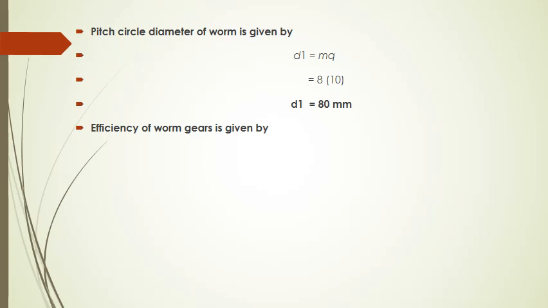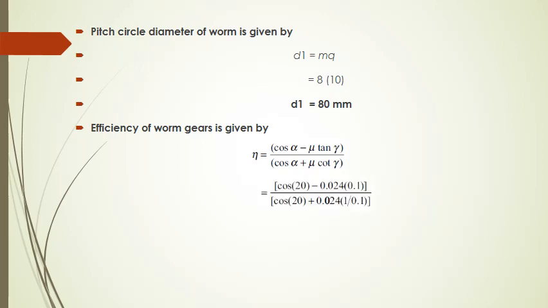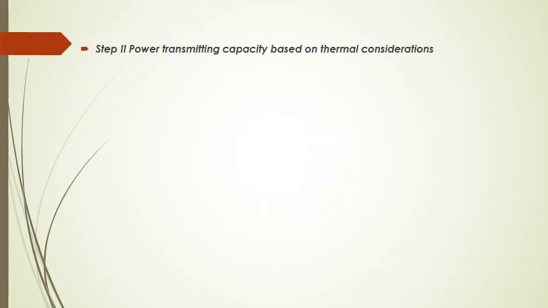Therefore, efficiency of worm gears is given by efficiency is equal to cos alpha minus mu tan gamma divided by cos alpha plus mu cot gamma. Therefore, substituting the values, efficiency is equal to cos of 20 minus 0.024 into 0.1 divided by cos of 20 plus 0.024 divided by 0.1. Therefore, efficiency we are getting it as 0.7945.